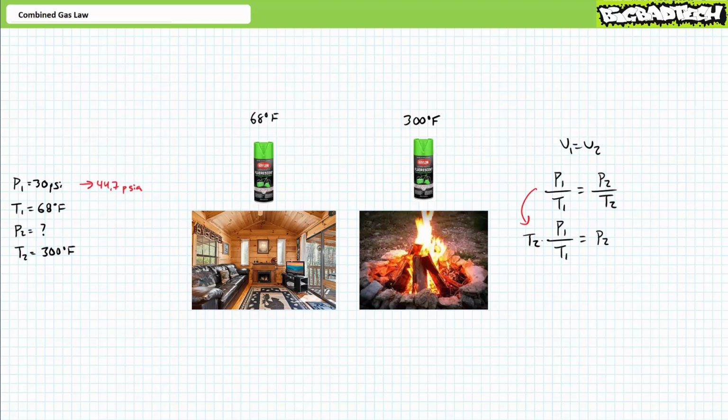30 psi gauge is 44.7 psi absolute. 68 degrees Fahrenheit is 527.7 degrees Rankine. Finally, 300 degrees Fahrenheit is 759.7 degrees Rankine.